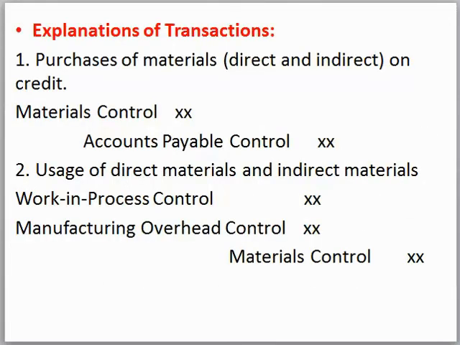Finally, the explanations of the transactions. First entry, purchases of materials direct and indirect on credit, so we will debit materials control and credit the accounts payable control. Second one, the usage of direct material and indirect material, so the work in process control will be debited, and also the manufacturing overhead control, and credit materials control because it's decreased.